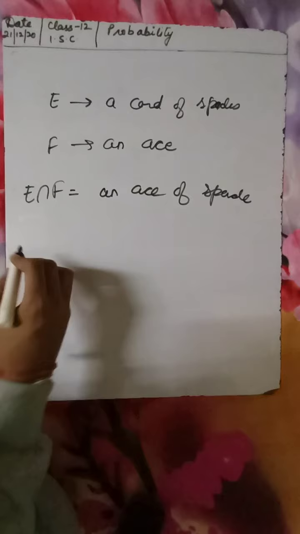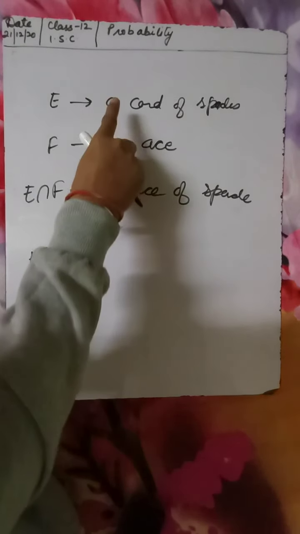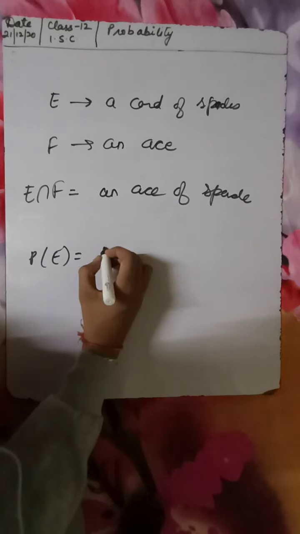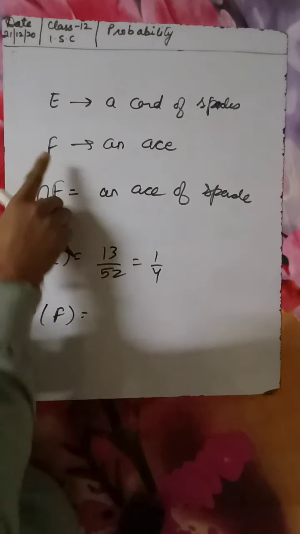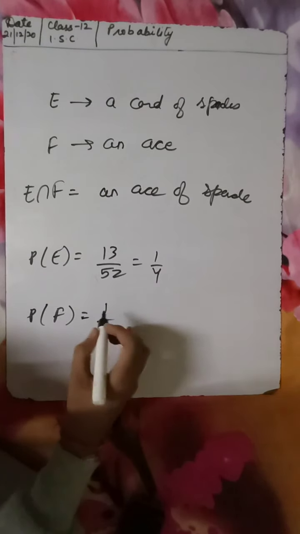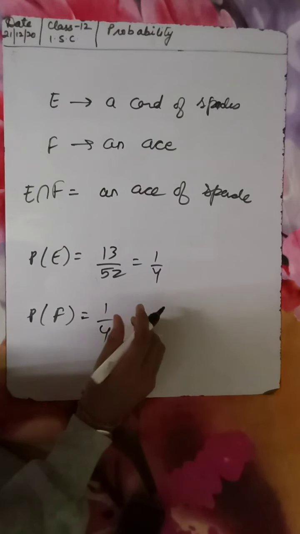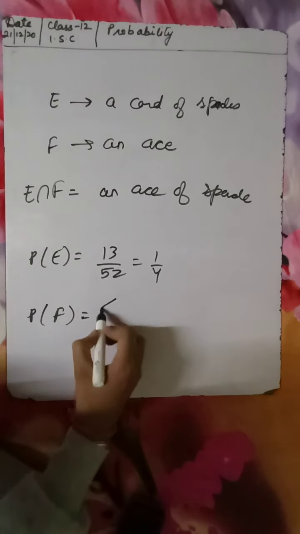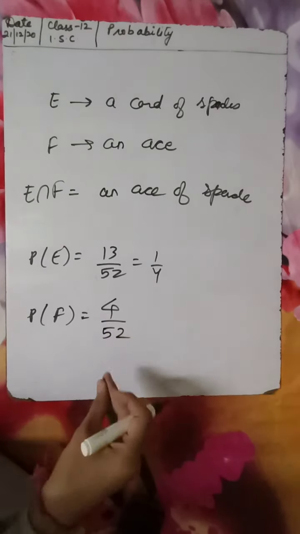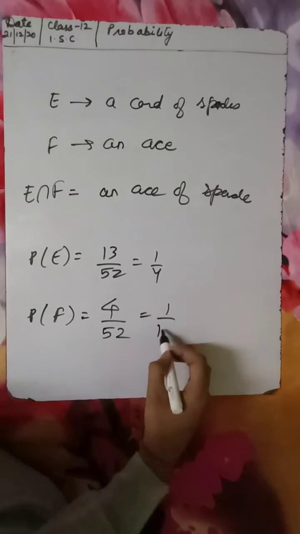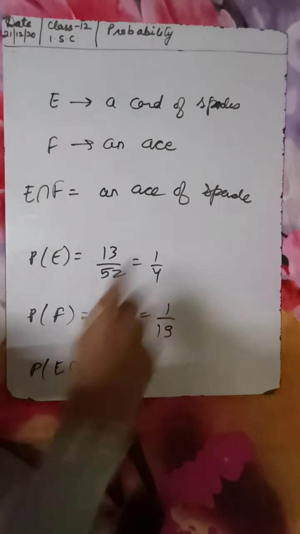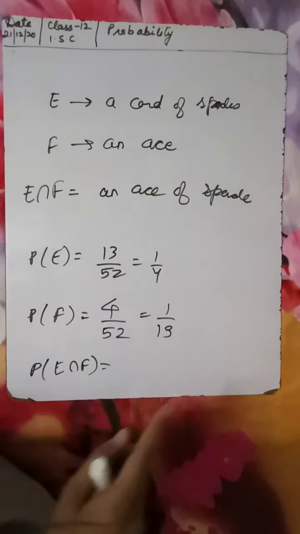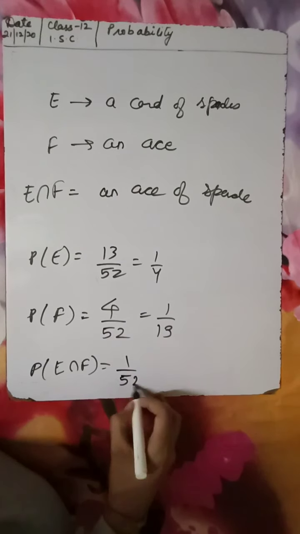Right? If I ask you what will be the probability of E, the probability of a card of spade, how many spades do we have? 13, and total 52, so 1 by 4. If I ask you the probability of an ace, it will be 1 upon 13, because there are a total of 4 aces and the total cards are 52. Can you tell me the probability of E intersection F? Ace of spade, how many cards are there which is the ace of spade? Only one, so 1 upon 52.